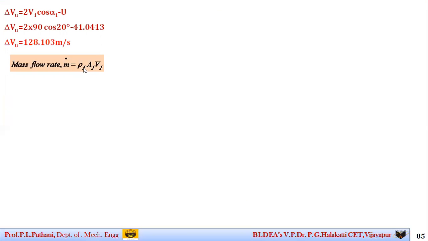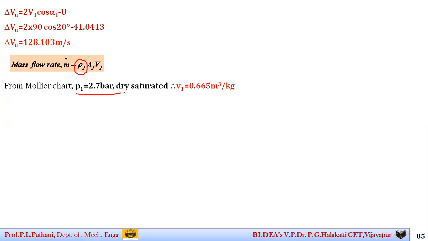So density of the fluid, to calculate this rho f, we need to take the help of the Mollier chart. So from the Mollier chart, at a pressure of 2.7 bar dry saturated, we have got the value of V1 as how much? That is 0.665 meter cube per kg. That is specific volume it is.